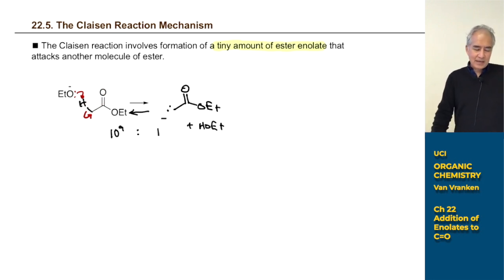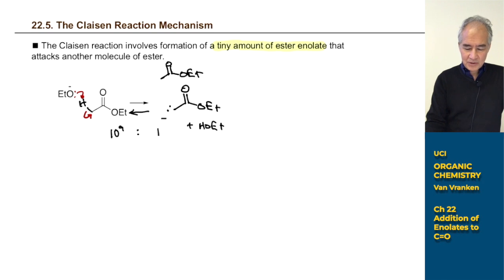So is it 10 to the 9 or 10 to the 10? Who cares? You get the idea. 1 out of 1 billion molecules exists as the enolate. And those enolates, this tiny amount of enolate that you generate, are now surrounded by esters that can be attacked. And that's exactly what happens.